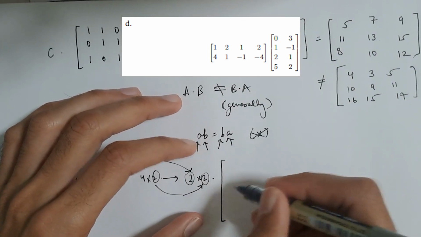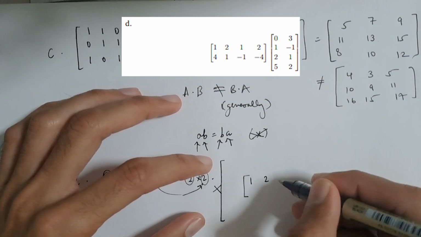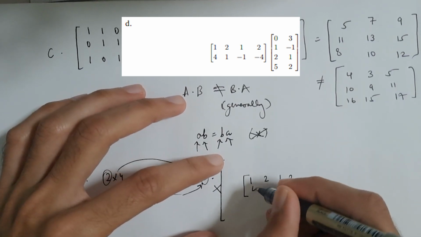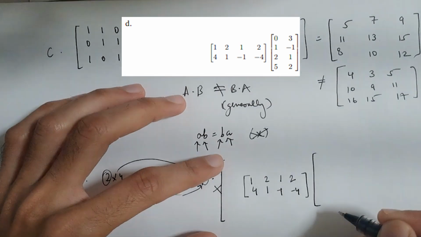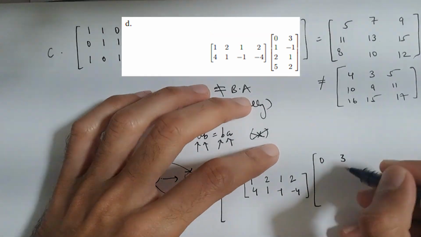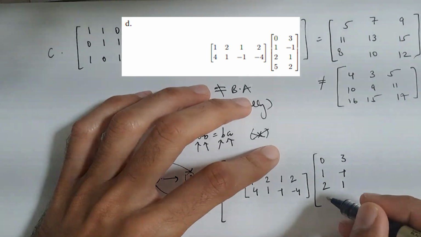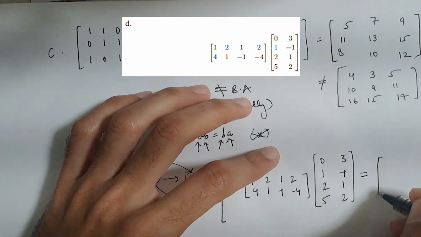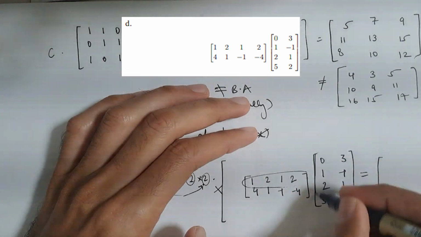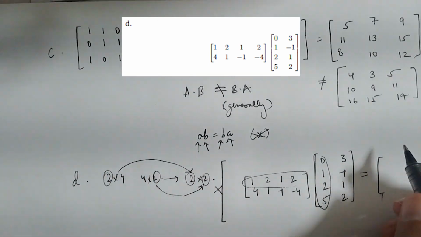Now let's write this down. Oh, my bad. Oh well, I'll write this here. Sorry about that. 1, 2, 1, 2, 4, 1, minus 1 minus 4, 0, 3, 1, minus 1, 2, 1, 5, 2. We do this and this will be multiplied by this correspondingly and added. I'll just do that myself here.